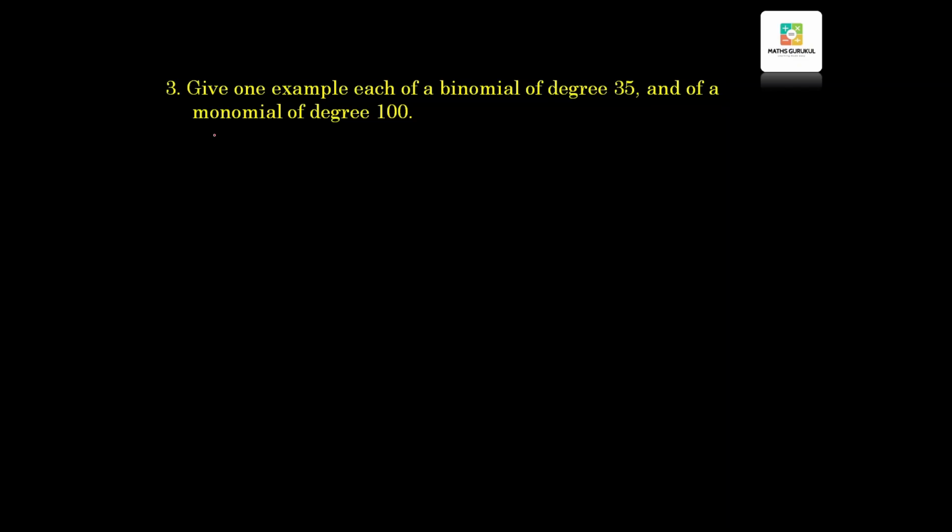So one example of binomial we can give as maybe something like 7x to the power 35 plus x. Okay, this is a binomial and the highest degree is how much? 35. So this will be the example of binomial. Okay, binomial of degree 35, because there are two terms here and the highest power is 35.